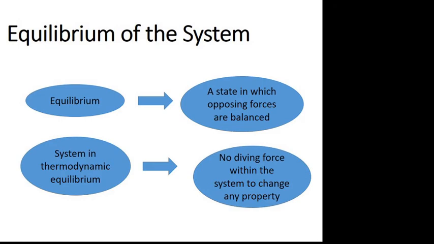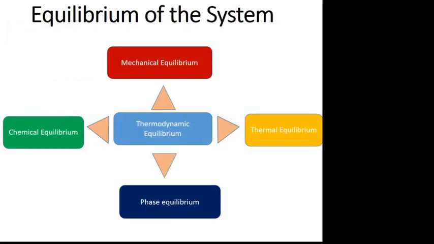If any one property is changed, we call it not equilibrium. So that state where all the properties remain the same is what is known as thermodynamic equilibrium. And when we consider the case of thermodynamic equilibrium, we consider the system should be mechanically in equilibrium, thermal it should be in equilibrium, it should have phase equilibrium, and also chemical equilibrium.